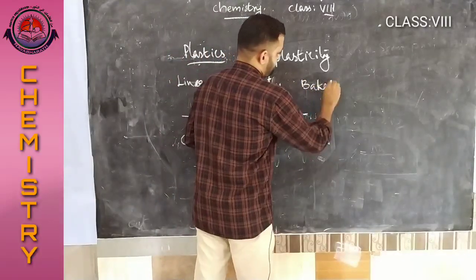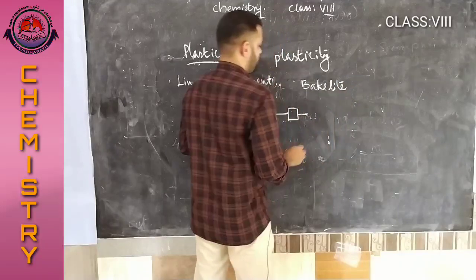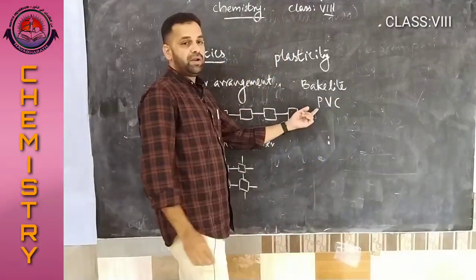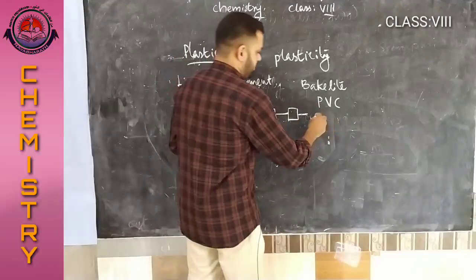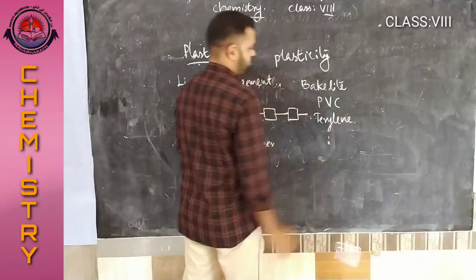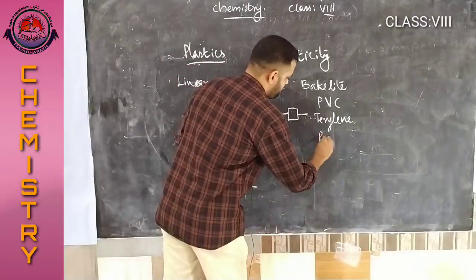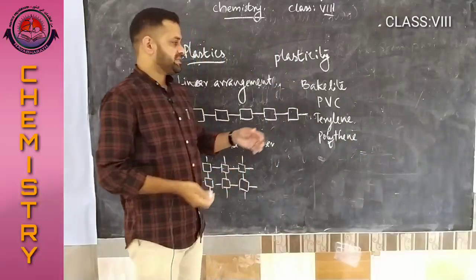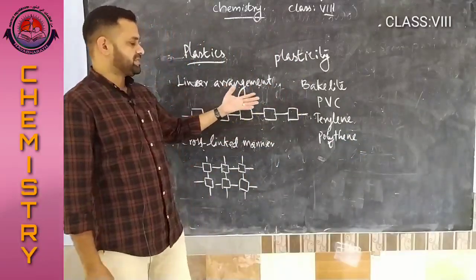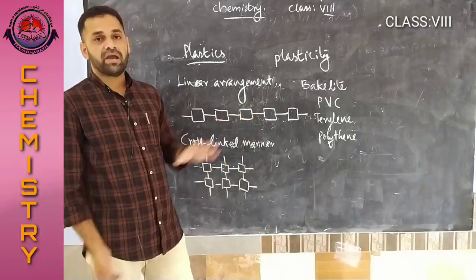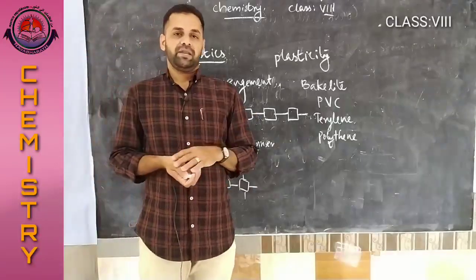Some examples of plastics are bakelite, PVC, that is polyvinyl chloride, then terylene, polythene. All these are examples of plastics. The different kinds of plastics we will discuss in the next class.